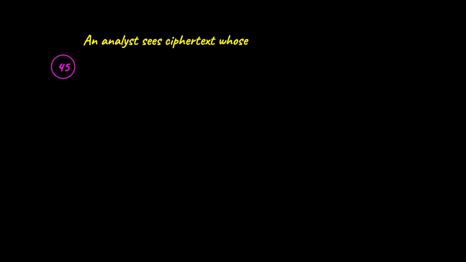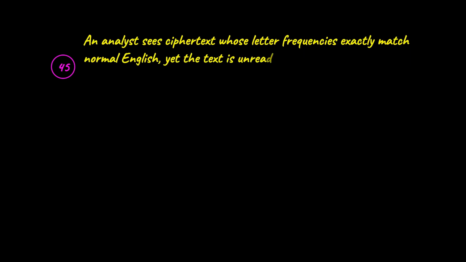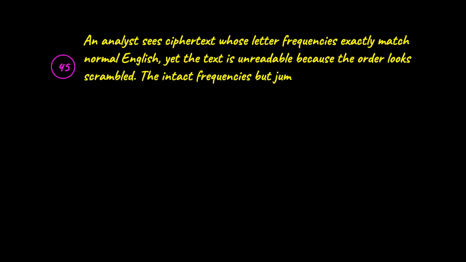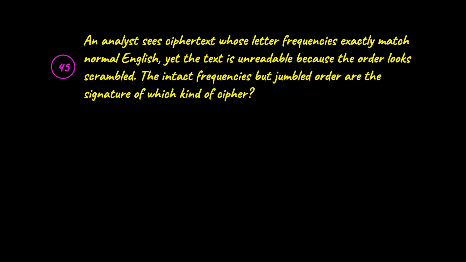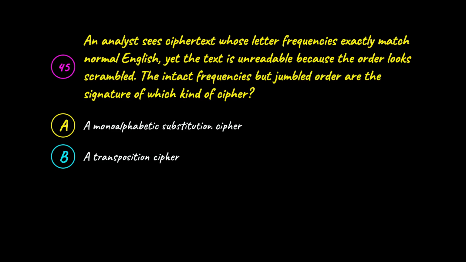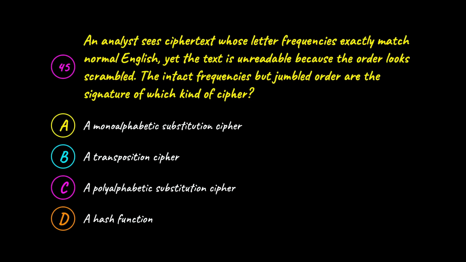Question 45. An analyst sees ciphertext whose letter frequencies exactly match normal English, yet the text is unreadable because the order looks scrambled. The intact frequencies but jumbled order are the signature of which kind of cipher? Your options are: A, a monoalphabetic substitution cipher, B, a transposition cipher, C, a polyalphabetic substitution cipher, D, a hash function. Pick one. Trust your gut. Here's your chance to test yourself.